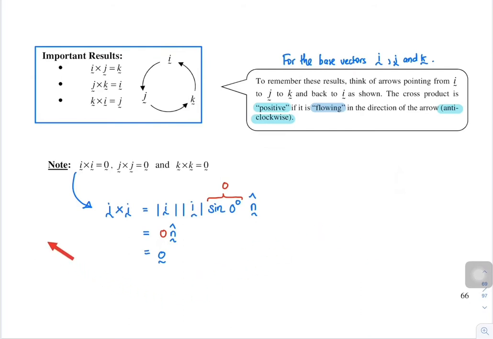Now certain things that you need to take note of is that I cross I will give you the 0 vector. The reason is we can still use the definition of the cross product. I cross I will give you magnitude of I times magnitude of I times sine of the angle in between them, which is 0, which will give us 0, and therefore 0 times the unit vector perpendicular to both I and I will give us the 0 vector.